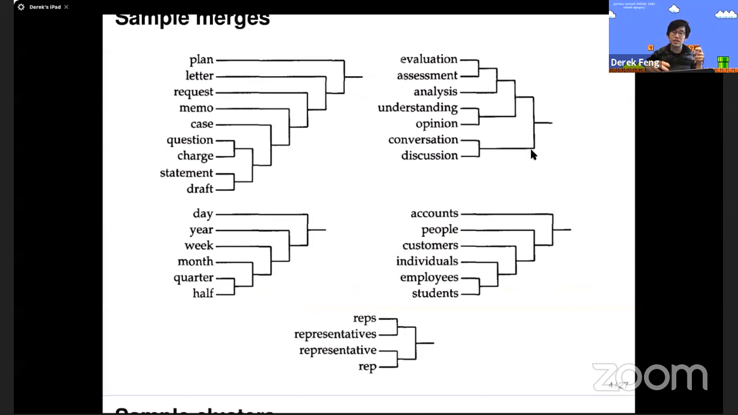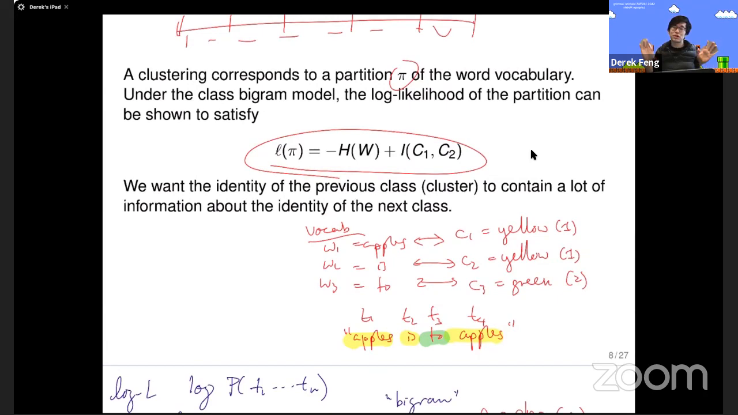So this is why you see stuff like this, right? In this case, I've merged question and charge into the same class. So there's no specification of a number of classes. You just get to pick at some point where you want to stop, right? So if you stop here, then all these words are in one class, for instance. For this particular derivation, I've just said let's fix a particular clustering. I've grouped every word into a particular class, and I've fixed that partition. I'm going to look at the likelihood.